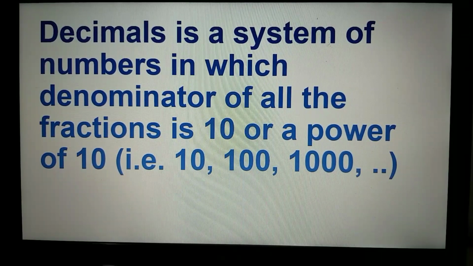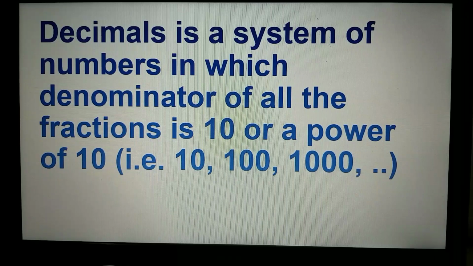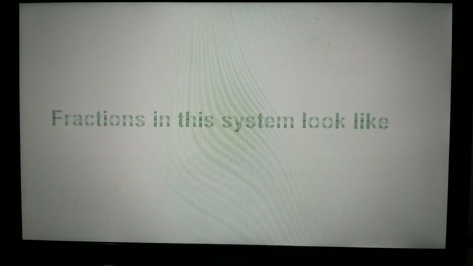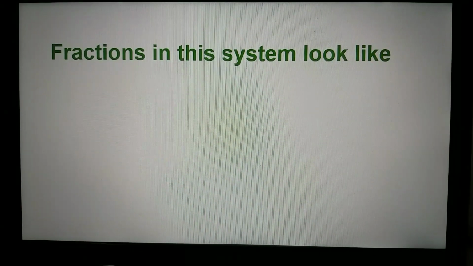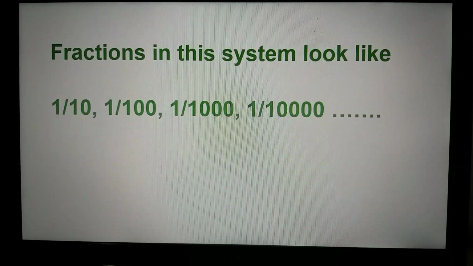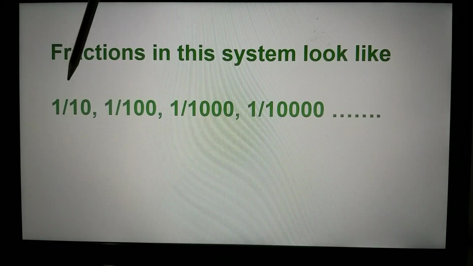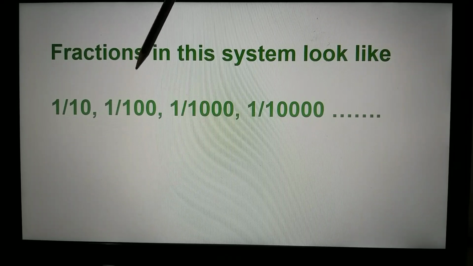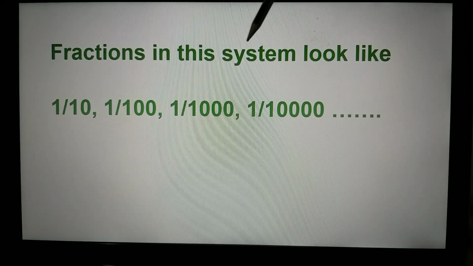Decimals is a system of numbers in which the denominator of all the fractions is 10 or a power of 10. I mean 10, 100, 1000 or figures like this. So fractions in this system look like this: 1 divided by 10, 1 divided by 100, 1 divided by 1000, 1 divided by 10,000, and so on.